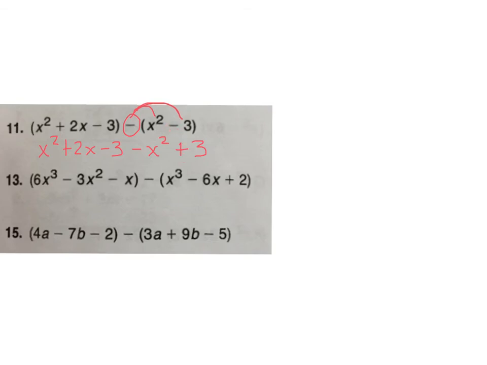And so I'm going to do x squared, and negative x squared is 0, isn't it? So these just cancel. There's nothing to combine 2x with, so I'll just write 2x. Negative 3 and positive 3 is 0, isn't it? And so there's your answer right there. Just 2x.